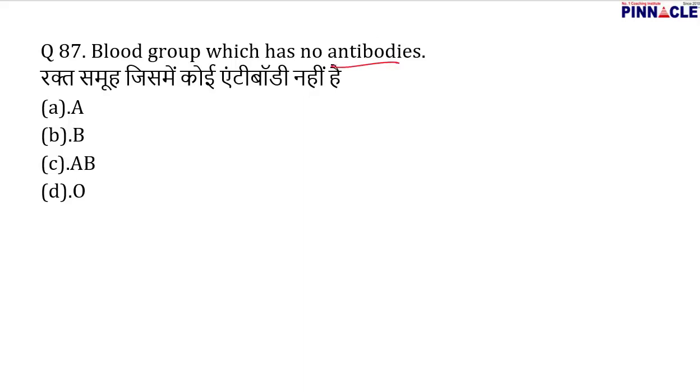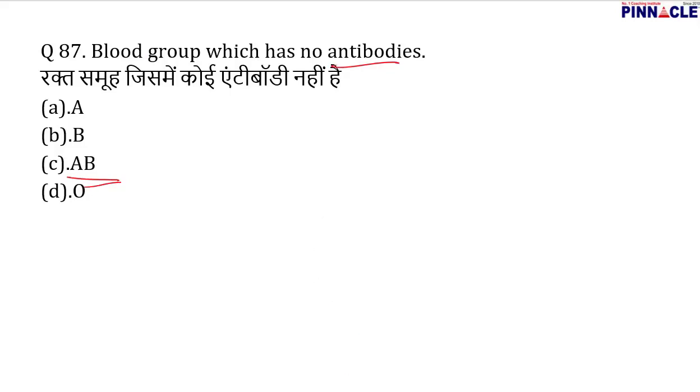So generally, blood contains an antibody and an antigen, but there is a blood group which has no antibodies, and that particular blood group is AB. Due to the absence of any antibody, AB is regarded as the universal recipient. It can receive blood from any other blood group, since no antibody is present in this case.